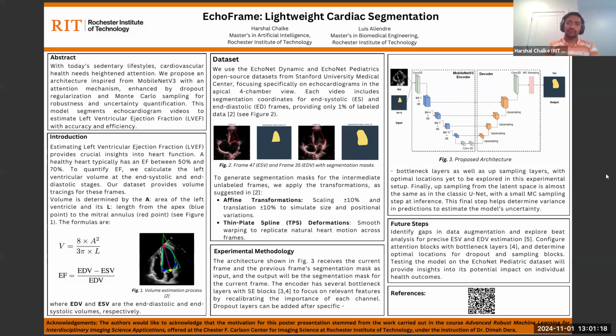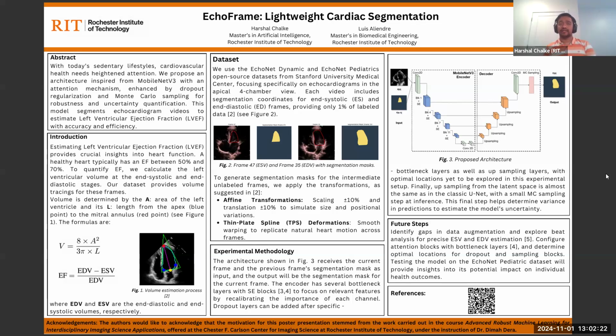We have to figure out some way to augment the dataset to have segmentation labels for intermediate frames surrounding the ESV and EDV frames. For that, we got the solution from paper 2: we perform some affine transformations, that is scaling and translation by plus and minus 10%, to simulate natural positional variations of a beating heart. Additionally, we also perform thin plate spline deformations to replicate natural heart motion across the frames. Doing this, we have segmentations for intermediate unlabeled frames around the end systolic and end diastolic labeled frames.